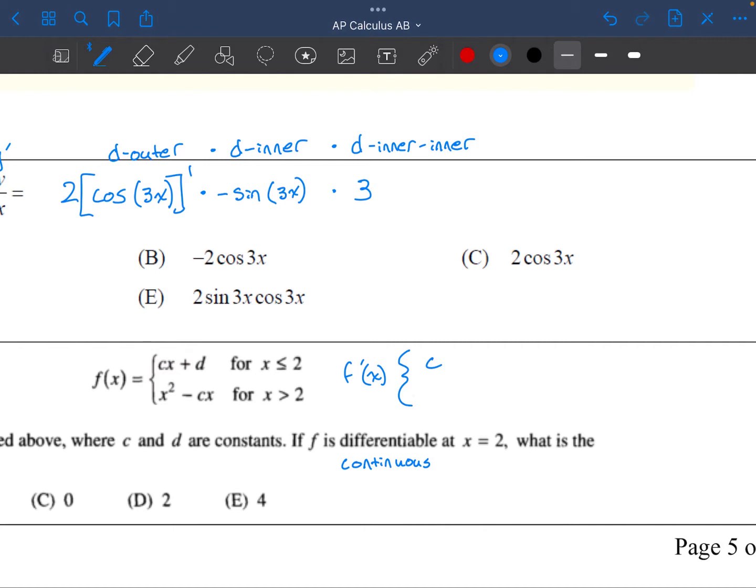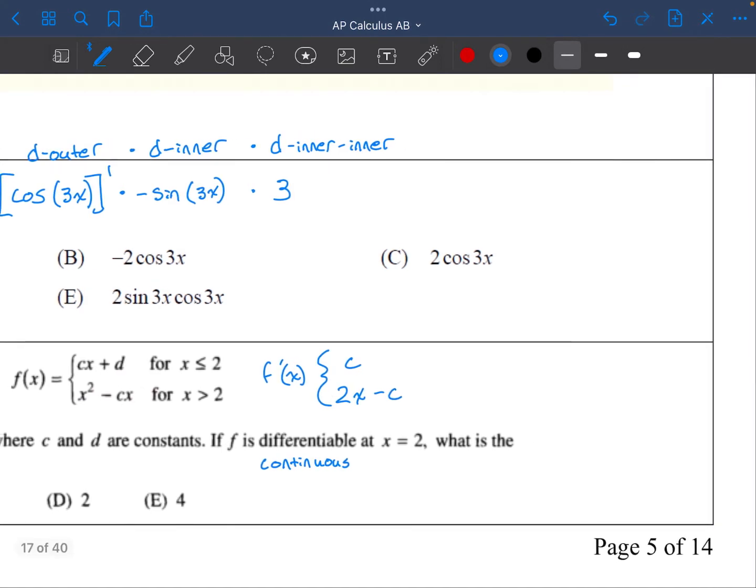So the answer here is just c. And now I need to take the derivative of the right piece. So I have an x squared is going to turn into a 2x, and very similar to the last problem where the derivative of cx was c, the derivative of negative cx is negative c. So I'm going to say minus c. Cool. So I have our functions, and really I should copy paste the value right here, but I already know that, so I'm going to be lazy in my work.